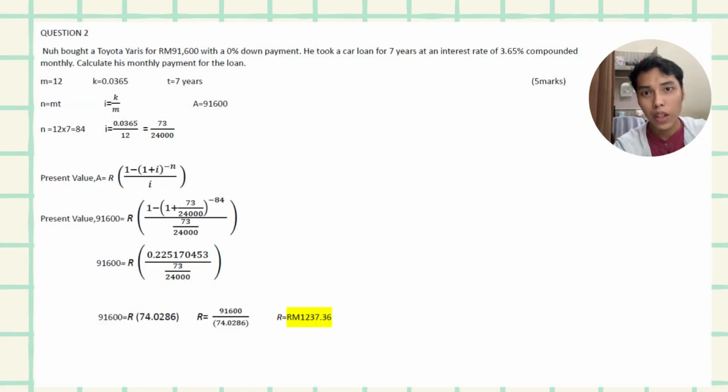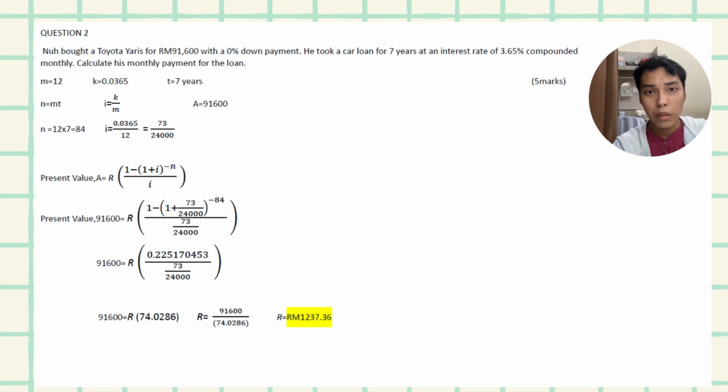Next, question number 2. Nazri bought a Toyota Yaris for RM91,600 with a 0% down payment. He took a car loan for 7 years at an interest rate of 3.65% compounded monthly. Calculate his monthly payment for the loan.